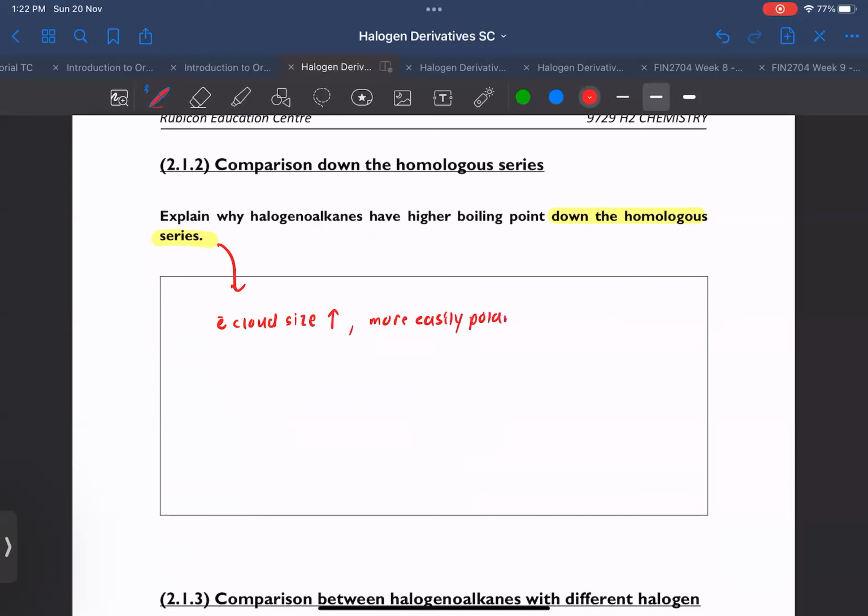So this is a very standard question. I don't talk about PD-PD here. It's only ID-ID because this is about electron cloud size. So you can tell me the ID-ID attractions become stronger, which require more energy to overcome. Very standard explanation here. When these kinds of questions come out, you're expected to get the mark. This one is really very simple. We've done this multiple times. So that's the keyword.